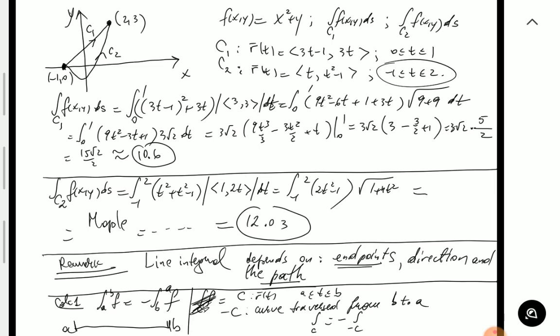Okay, so let's move on to the next page to define now the second type of line integral, namely the line integral over vector fields.